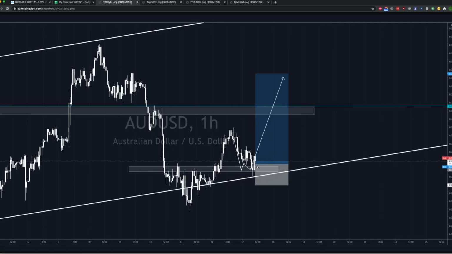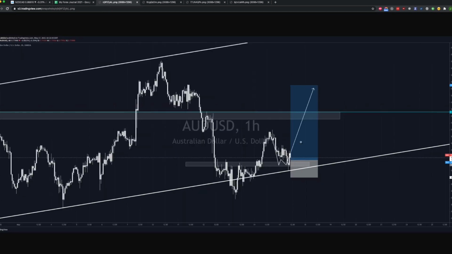I think I got my entry on this drawing a little bit wrong. I had this drawn in as an example just to remind myself of what I was planning to do. But I actually entered just a little bit lower, so my entry was a little bit better than represented here. So yeah, this was the chart here. We had that head and shoulders pattern just there, broke above, came back, retested with rejection, and then that's where I entered, looking for that continuation.